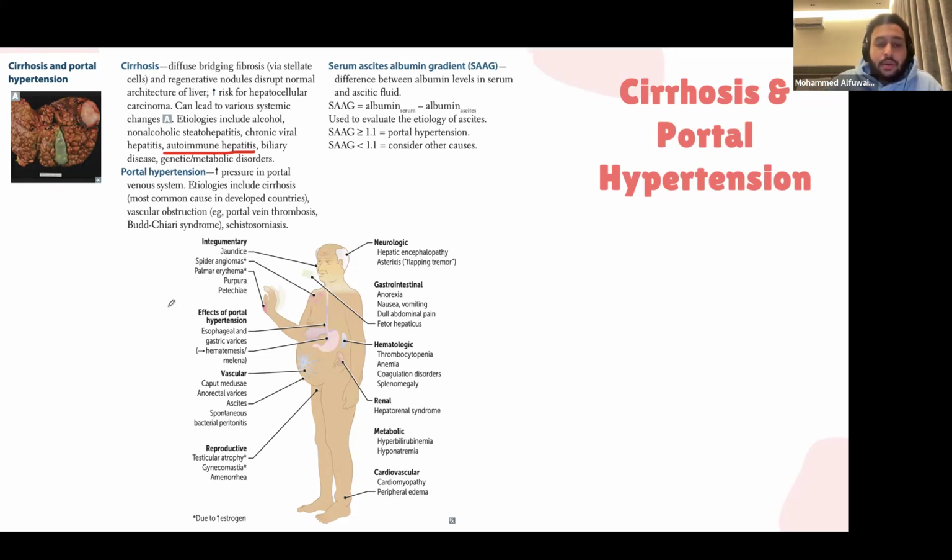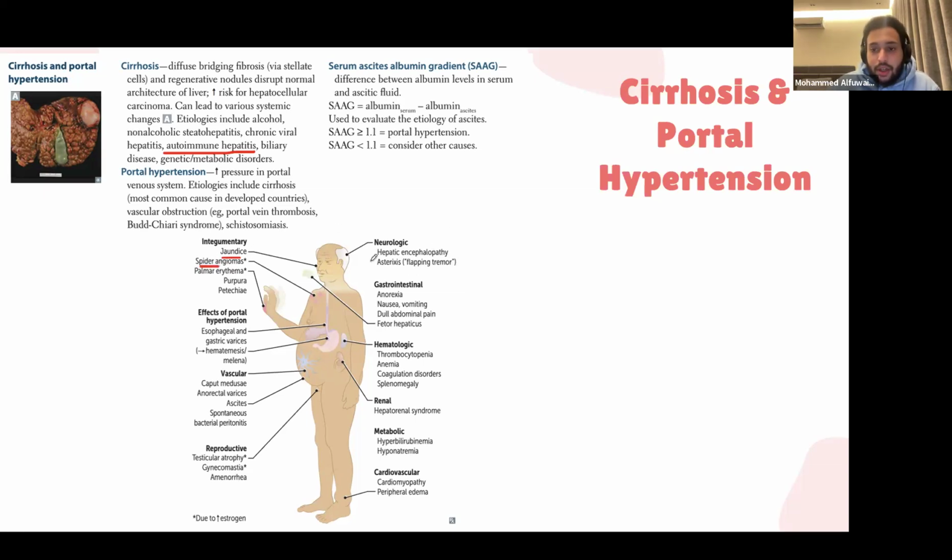Now, with cirrhosis, if you see a gross image, there's a lot of nodularity, it's shrunken, and so on. You have many, many things happening in cirrhosis. All of them are important to know. Let's go through them one by one. Jaundice. Jaundice is because of what elevation? Bilirubin. And it's unconjugated in this case.